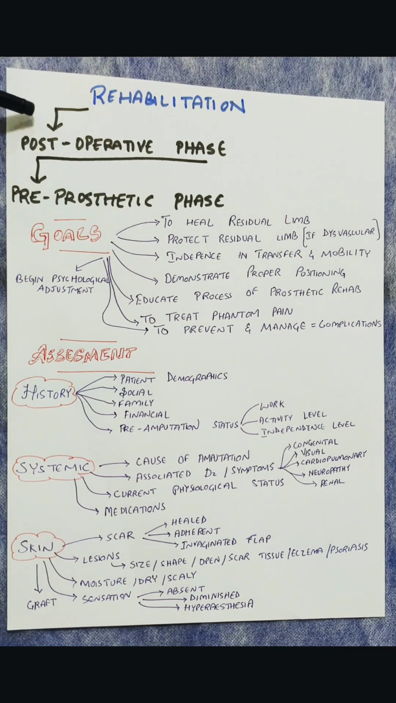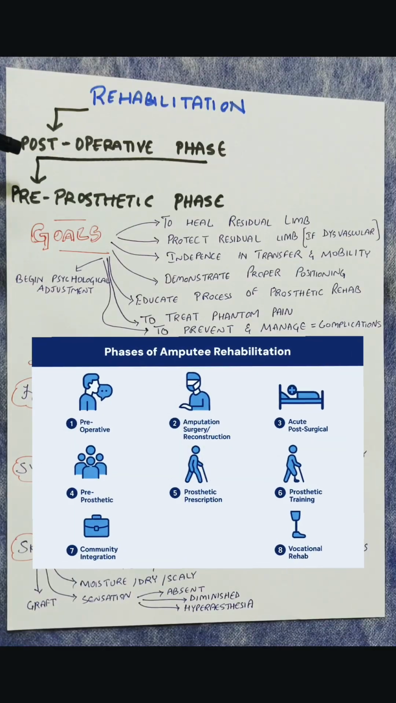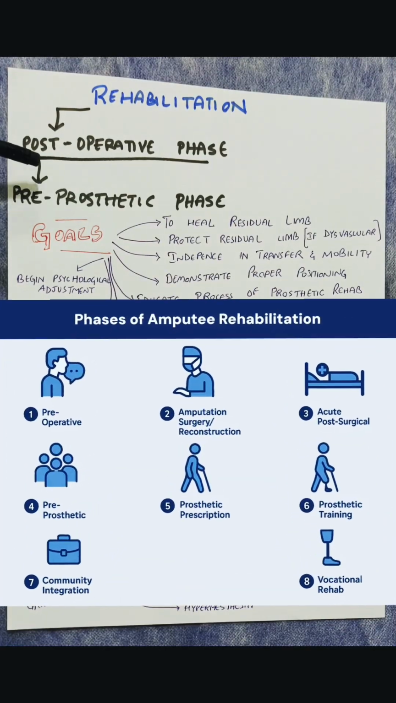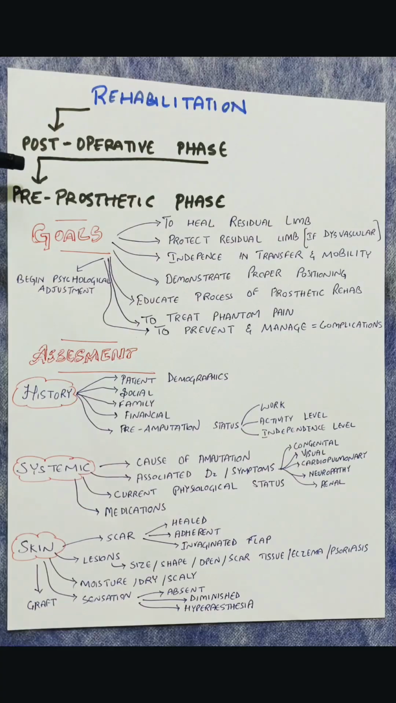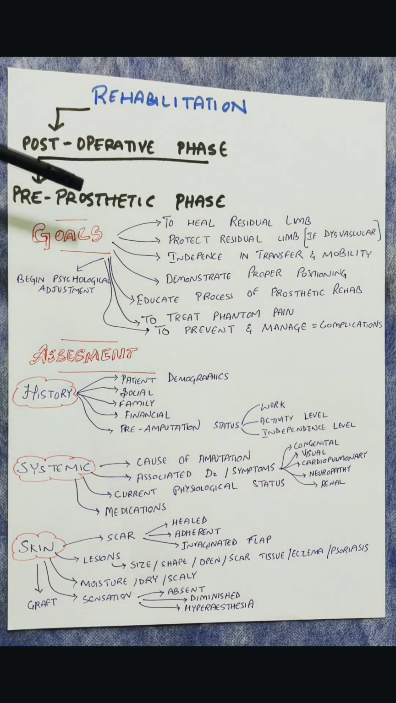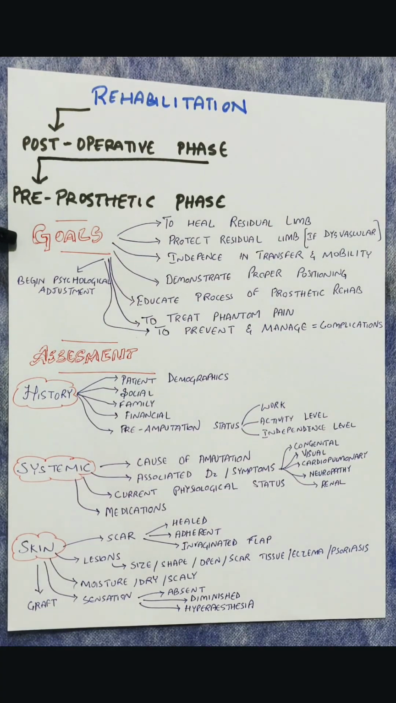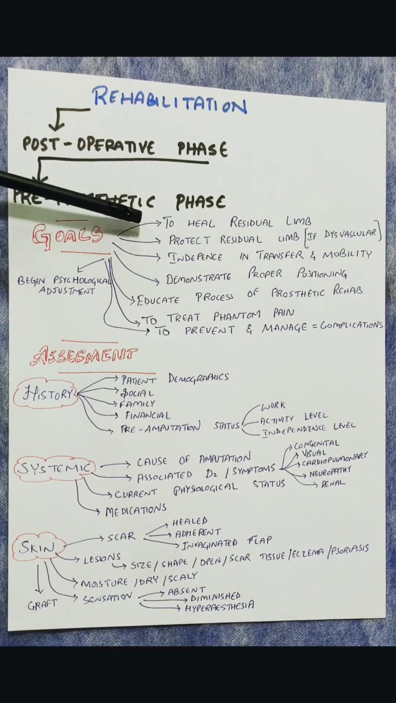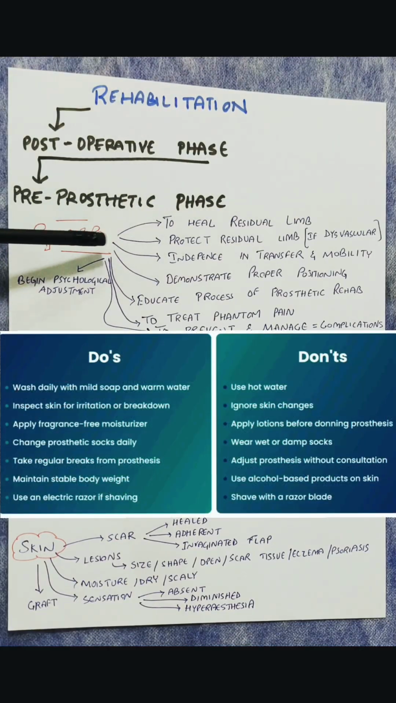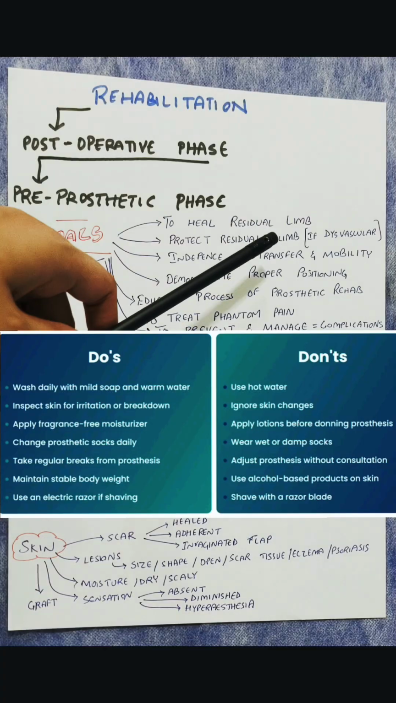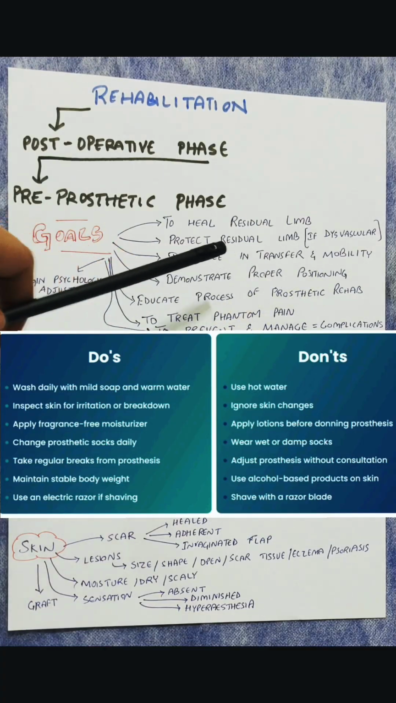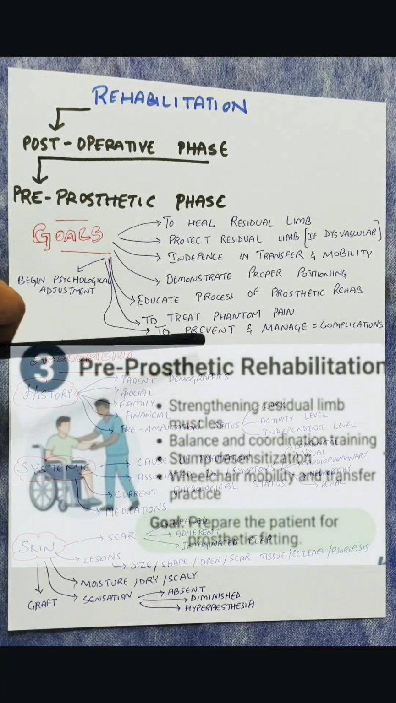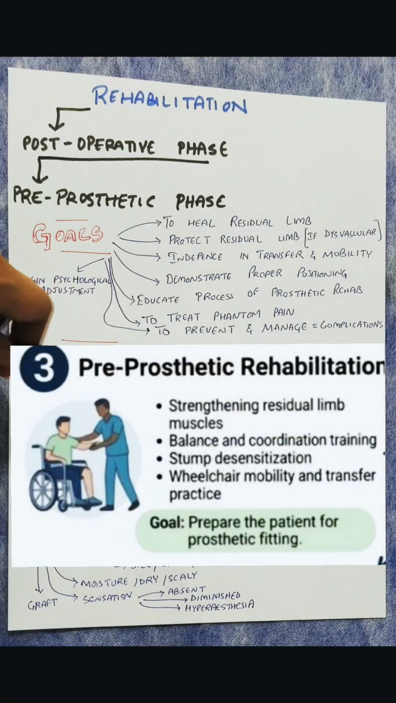Next up, we have the post-operative phase, wherein we'll be including a pre-prosthetic phase and a prosthetic training. So, coming to the pre-prosthetic phase, the goals are very clear. We have to help them heal their residual limb. We've got to protect their residual limb if it is dysvascular, and to prevent and manage complications if any.